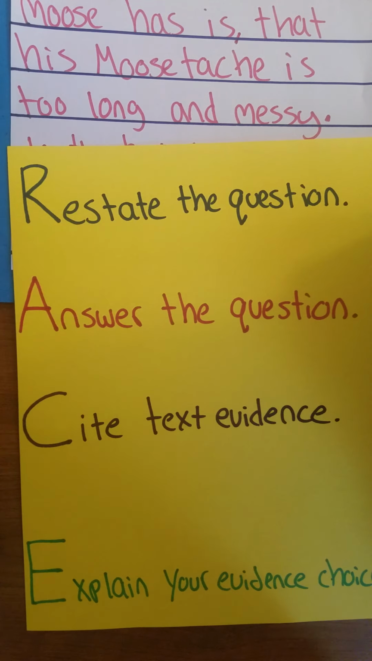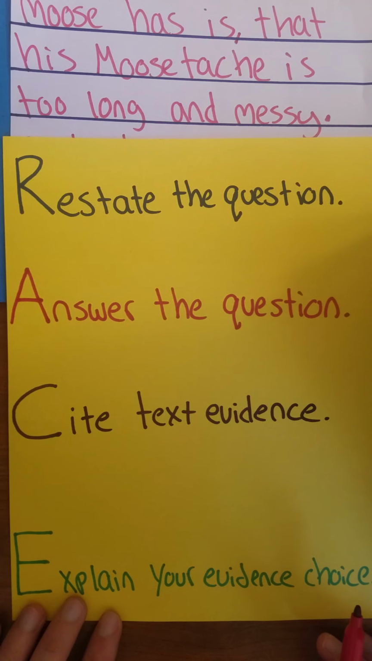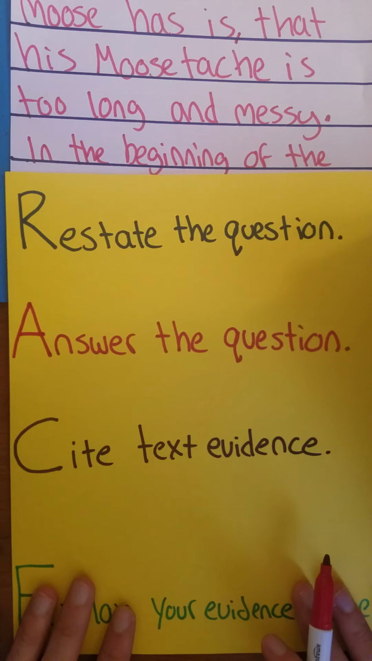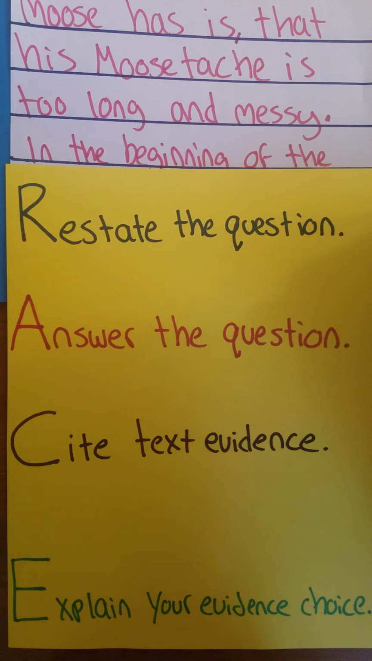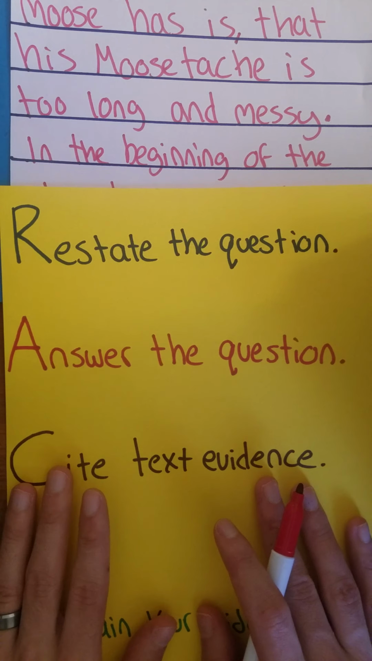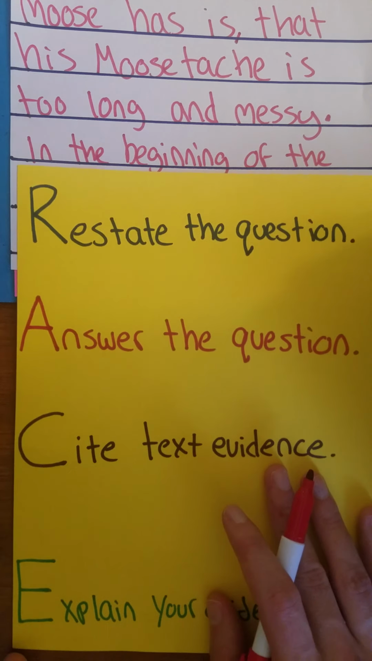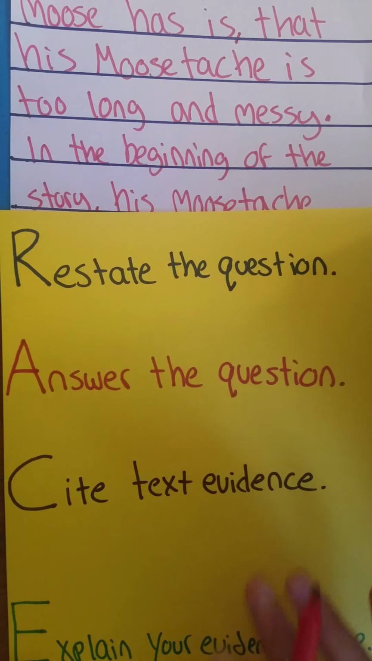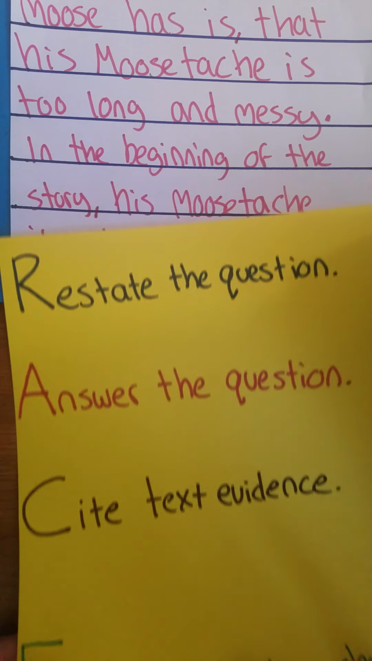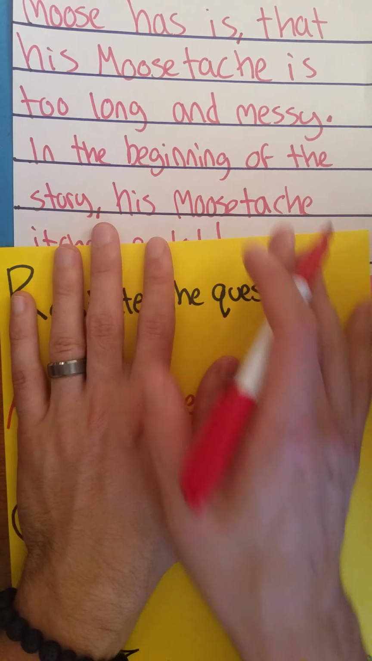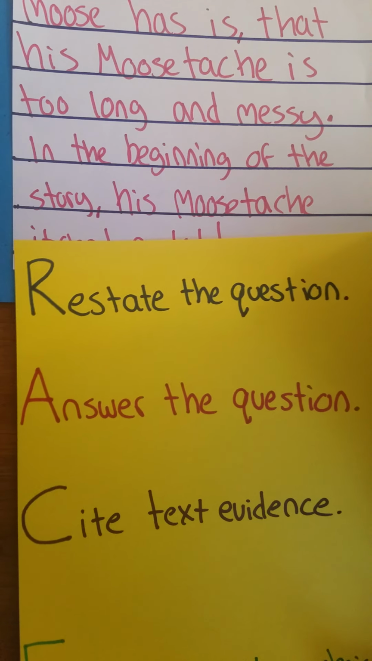we have E, explain your evidence choice, which is going to be to explain how that evidence in the beginning of the story helped us answer the question, right? In the beginning of the story, his mustache itched a lot. So because his mustache itched a lot, that helped us answer the question, right? That helped us know that it was a problem because it itched a lot.